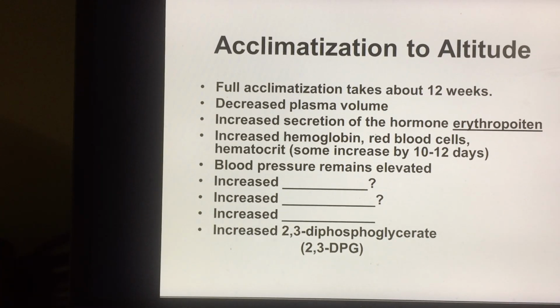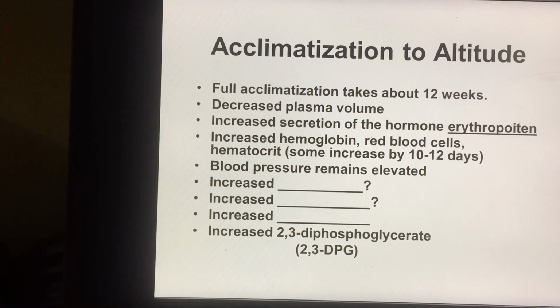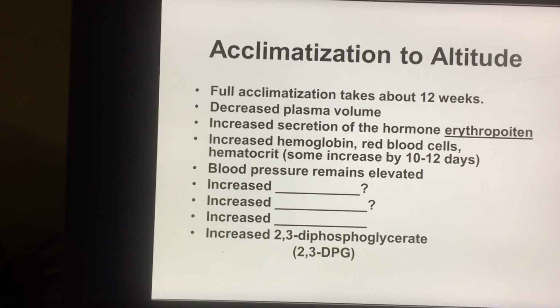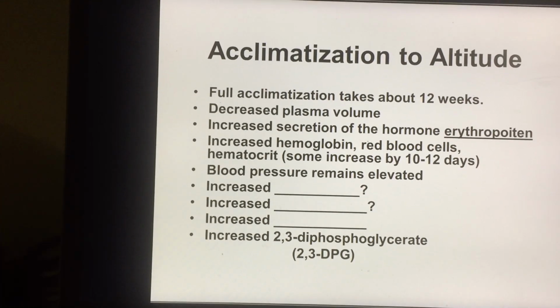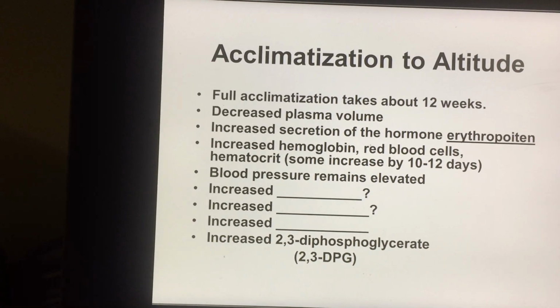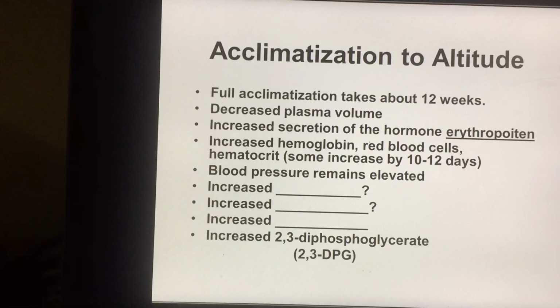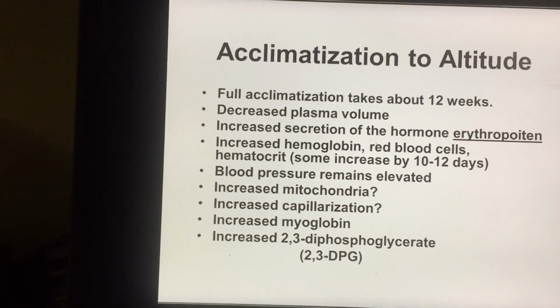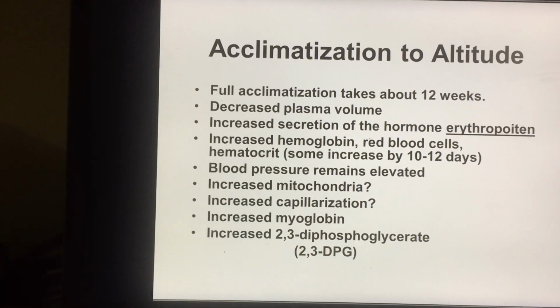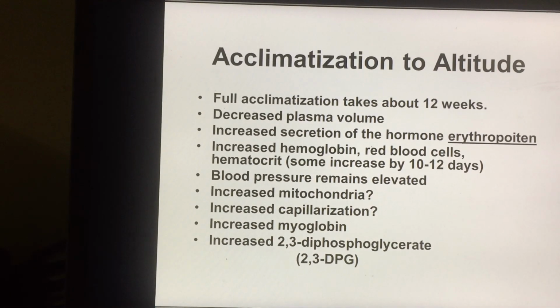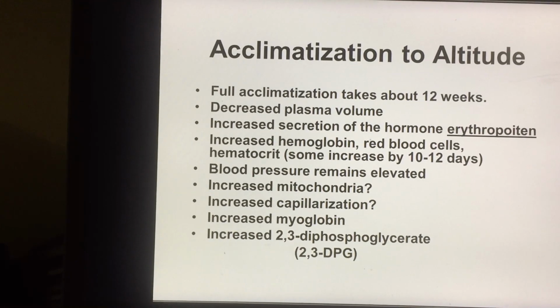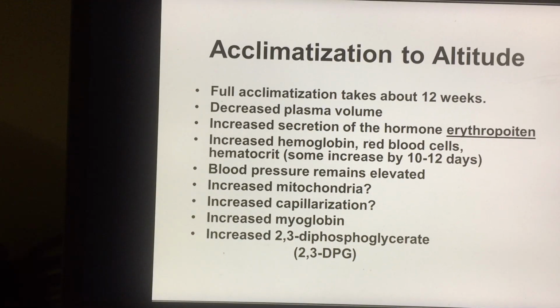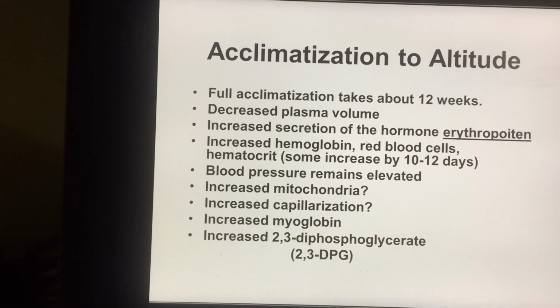This hemoglobin increases and it increases your oxygen carrying capacity, and that's to compensate for the reduced oxygen that you're breathing in at altitude. You might get increased mitochondria and capillarization at the muscle, and again, that's to compensate for the reduced oxygen delivery. You'll get increased myoglobin, that's that oxygen transport protein inside your muscles.